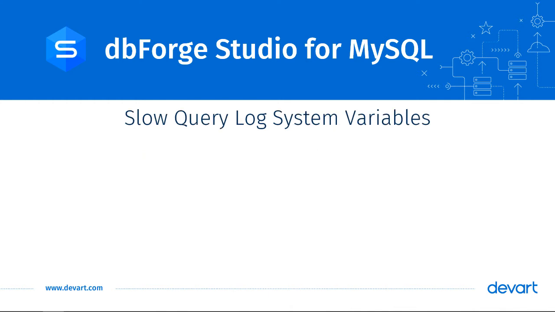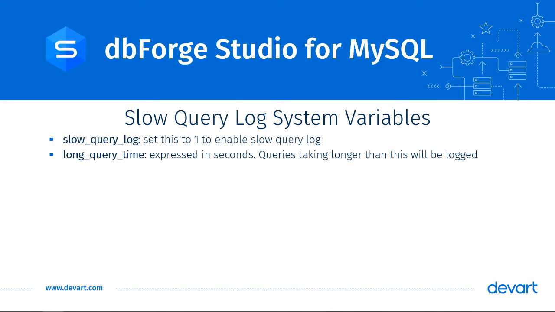There are a few system variables that control how the slow query log behaves. The first one is slow_query_log. If we set this variable to 1, the slow query log will be enabled. The second one is long_query_time. This variable's value is expressed in number of seconds. Any query running for more than the long_query_time will be logged in the slow query log.